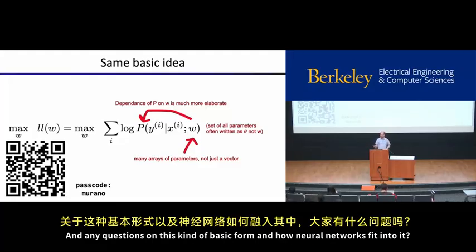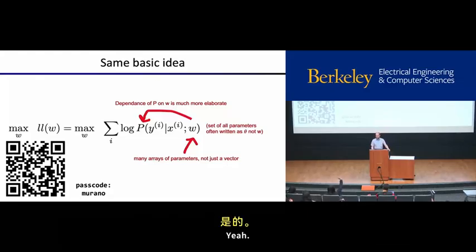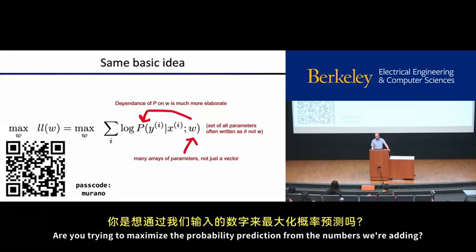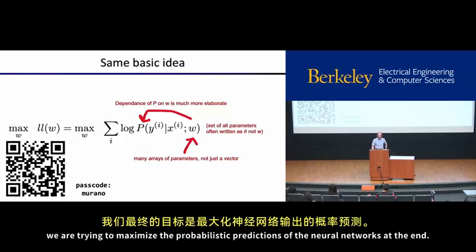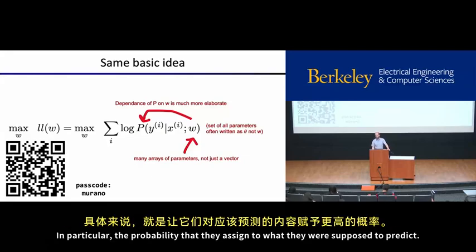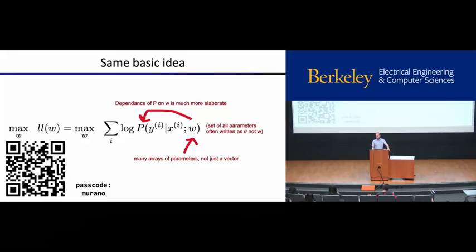Any questions on this basic form and how neural networks fit into it? Are you trying to maximize the probabilistic predictions from the neural network at the end? Yes. We are trying to maximize the probabilistic predictions of the neural networks at the end. In particular, the probability that they assign to what they were supposed to predict.